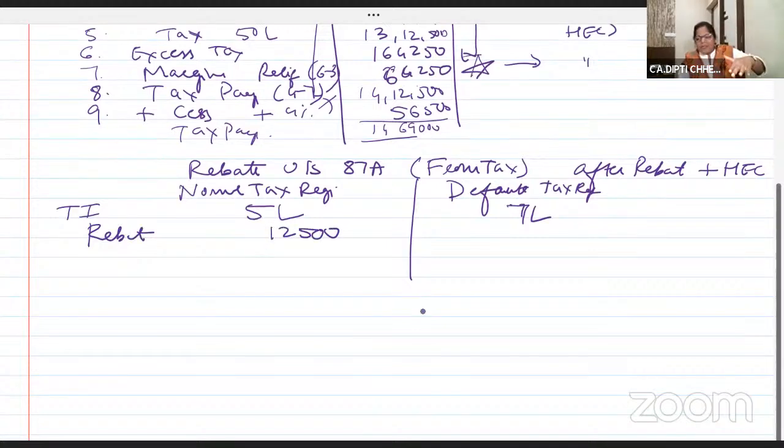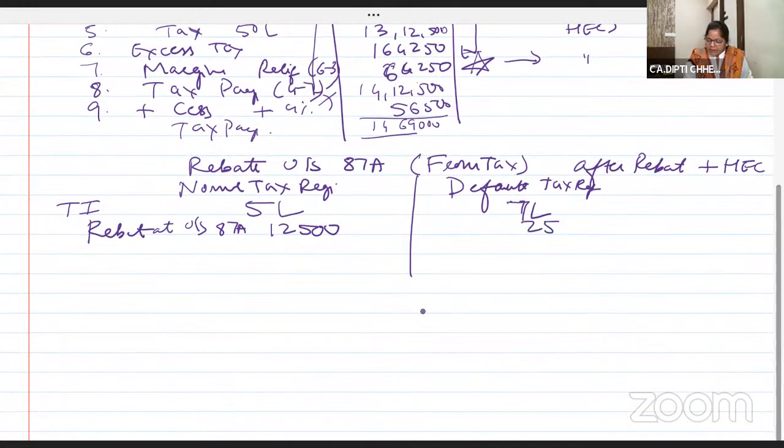See, up to 2.5 lakh basic exemption, 2.5 to 5 lakh, 5% on 2,50,000, that comes to 12,500. Utna rebate milega under section 87A. Here rebate will be up to 25,000. Is this clear to all of you? Rebate concept.